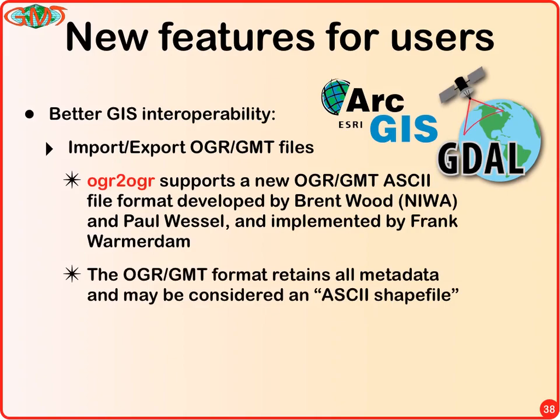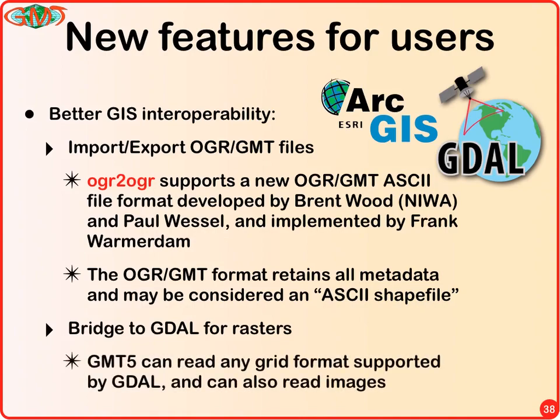So it's basically taking the metadata you find in a shapefile and converting it to an ASCII file that GMT can read and parse. And the beauty is that older versions of GMT can also read these files. They simply ignore the metadata, so it just reads the spatial stuff. We also have built in a bridge with GDAL to read rasters and grids. That means that GMT 5 can read any grid format that GDAL supports, which is very wide, and also read images such as GeoTIFFs directly into GMT without going through some conversion.